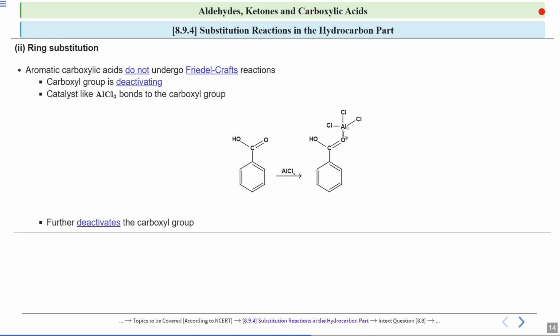So the presence of both the deactivating carboxyl group and the bonding with the catalyst further deactivates the ring. This double effect explains why the aromatic carboxylic acids do not participate in the Friedel-Crafts reaction. You need to remember that aromatic carboxylic acids do not undergo the Friedel-Crafts reaction because of the presence of this deactivating carboxyl group and the catalyst like AlCl3, which bonds to this carboxyl group and further deactivates it.